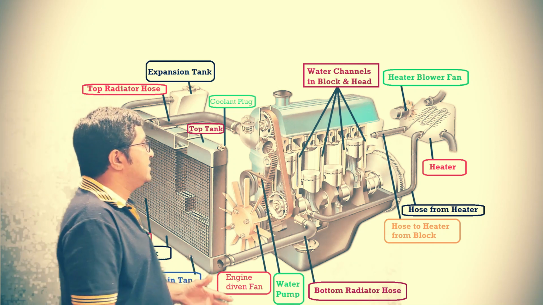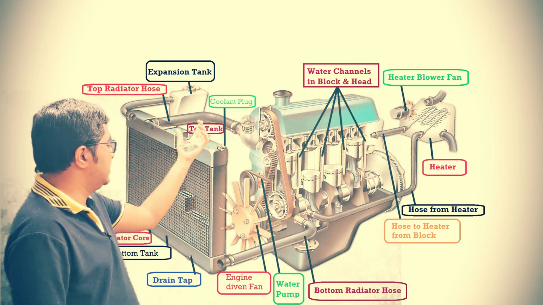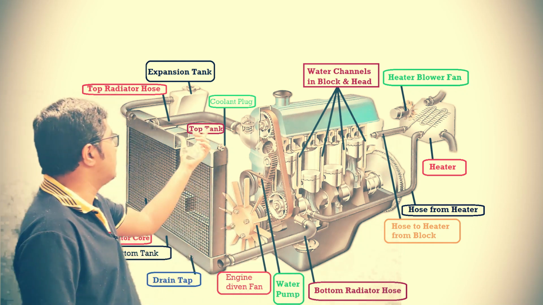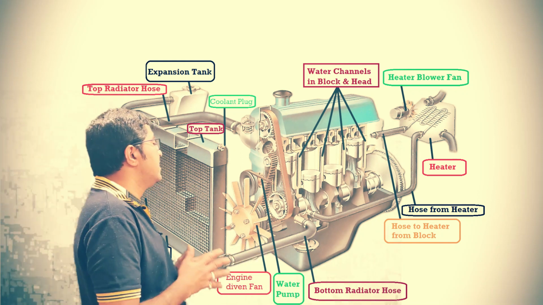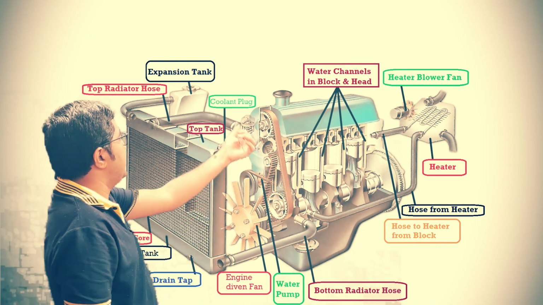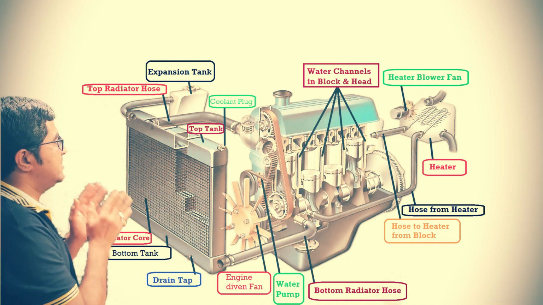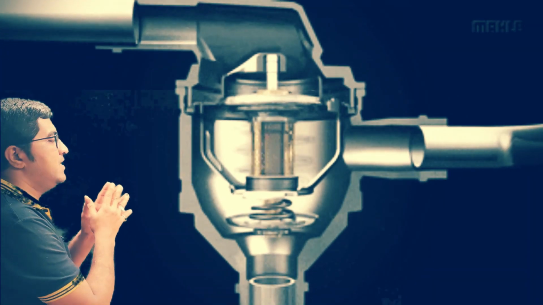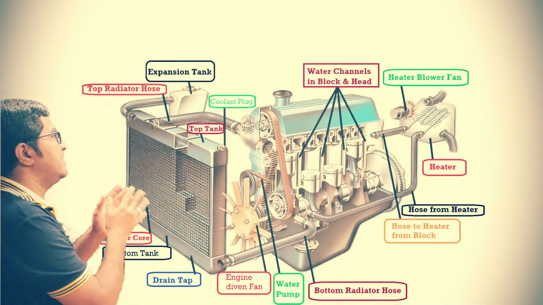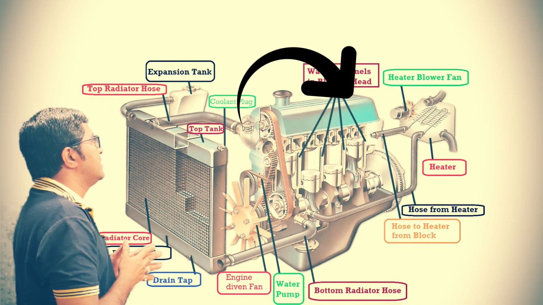Here you can see the connection of the engine body with the radiator through these two pipes, the top radiator hose and bottom radiator hose, or we can say the top radiator piping and bottom radiator piping. Whenever the coolant passes through the top radiator hose, it passes through the thermostat valve. This thermostat valve works as a regulating valve. It will not allow the flow of coolant through the radiator until the temperature of the coolant rises above the engine operating temperature range.